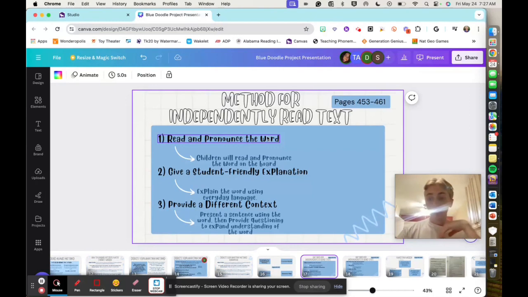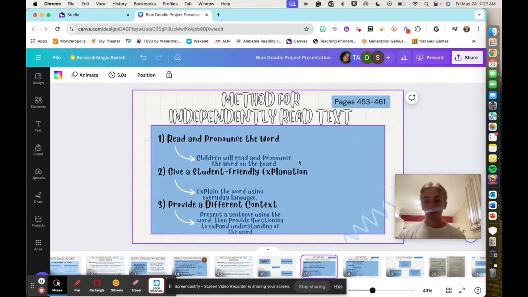So this first part, I'll be covering pages 453 through 461. And in the text, it provides methods for independent reading in younger kids. Okay, so for this target word, we're going to use the word coordinate.